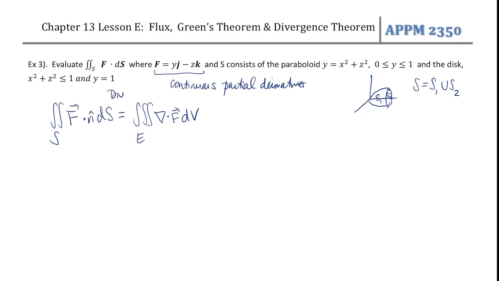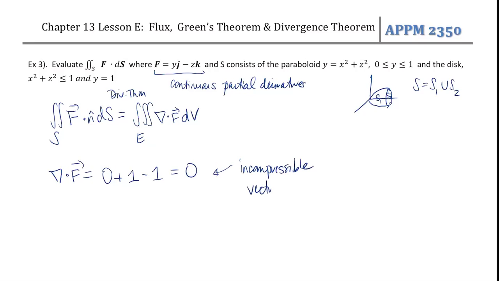So let's find the divergence, and notice for this vector field, I'm going to take the partial of the i component with respect to x, so that's just 0, plus the partial of the j component with respect to y, and that's just 1, plus the partial of the k component with respect to z, which is -1, which is 0, everywhere. So this is a special type of vector field. It's called an incompressible vector field. And because of that, the net outward flux through any closed surface will be 0.